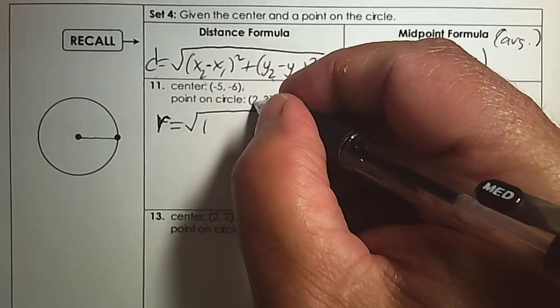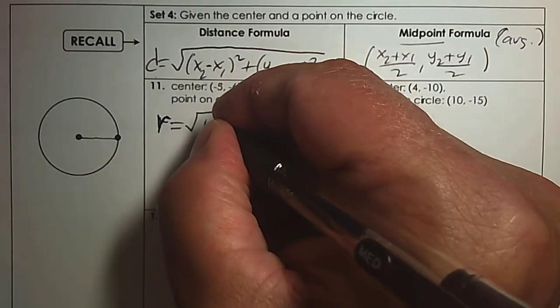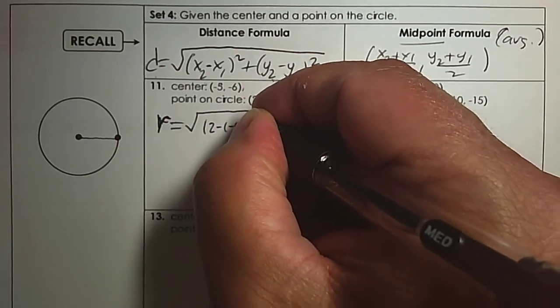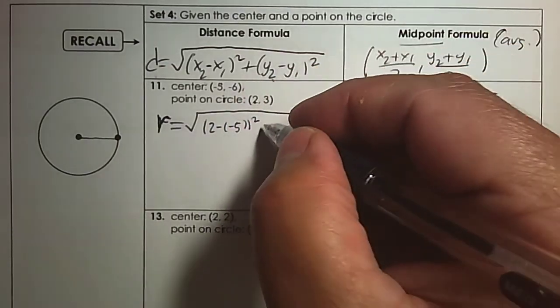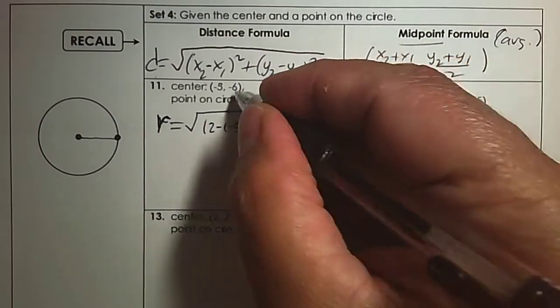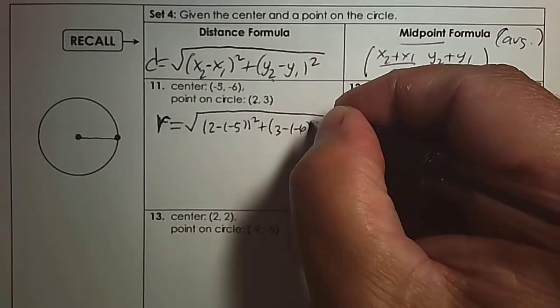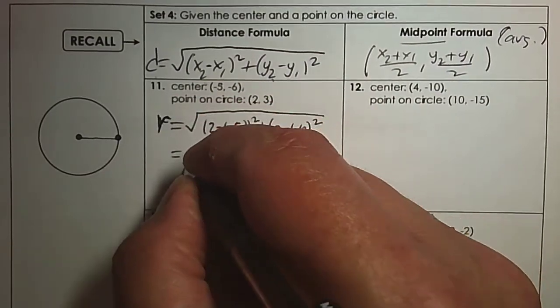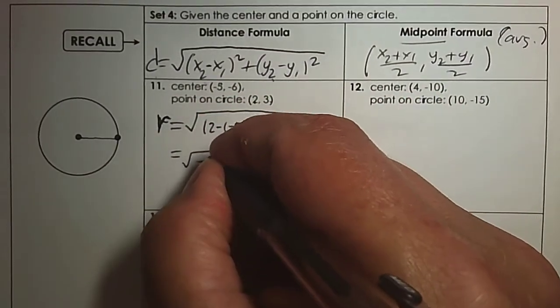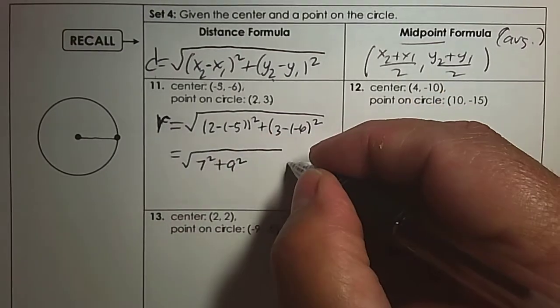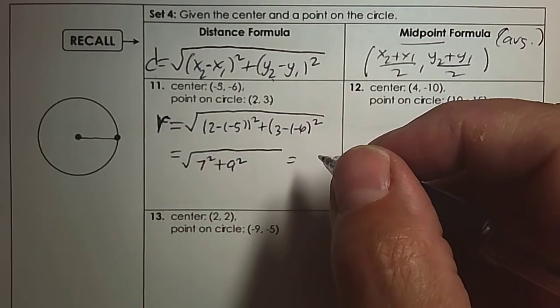So I'm going to go 2 subtract negative 5. Be careful: when you subtract a negative, you're adding. And then 3 subtract negative 6. So be careful when you're subtracting negatives. In this case, we have 7 squared, and in this case, we have 9 squared. So 7 squared plus 9 squared.